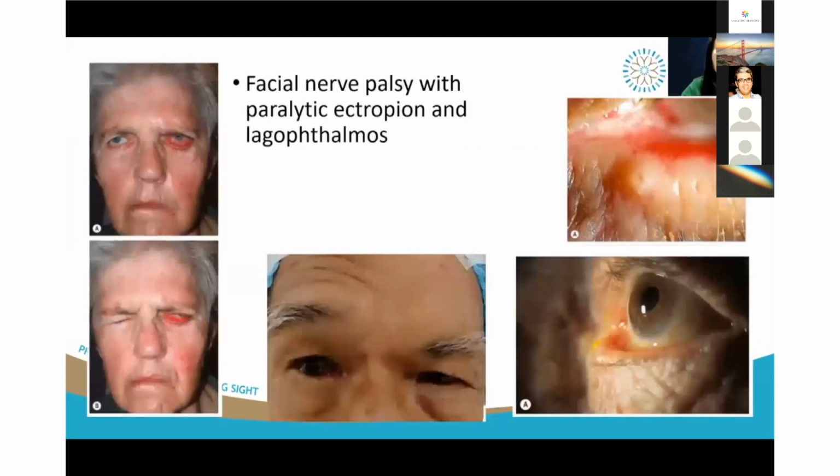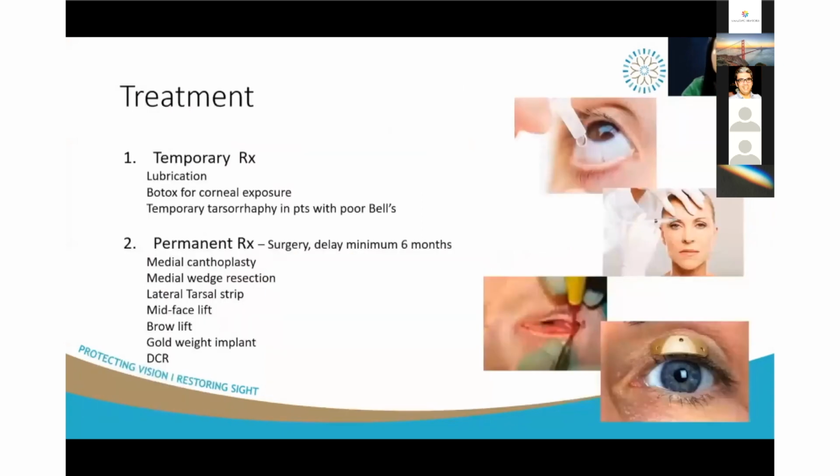Facial nerve palsy. Patients with facial nerve palsy usually present with paralytic ectropion and lagophthalmos, unable to close their eye completely. These are the treatment options for facial nerve palsy, which include temporary and permanent treatment. Temporary treatment includes lubrication, Botox injection, and temporary tarsorrhaphy in patients with poor Bell's. A permanent treatment involves surgery. Usually we will delay the surgery at least 6 months to observe any recovery.